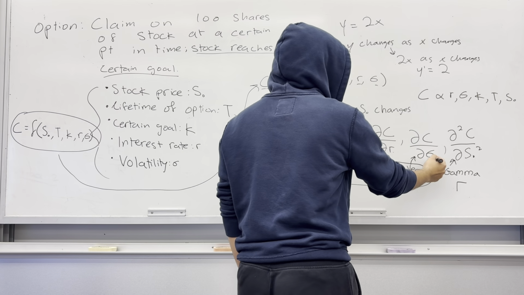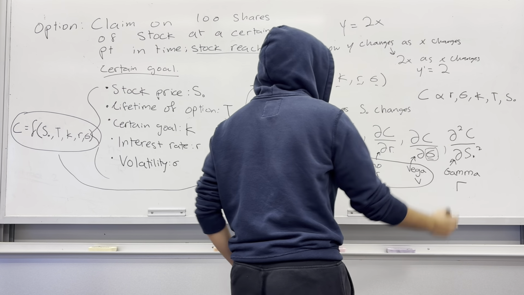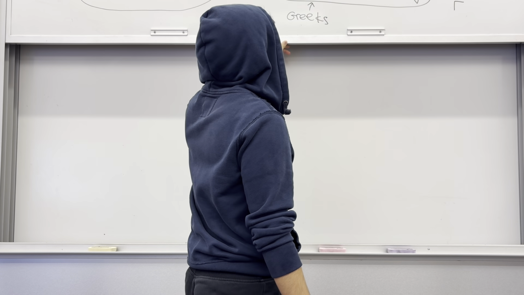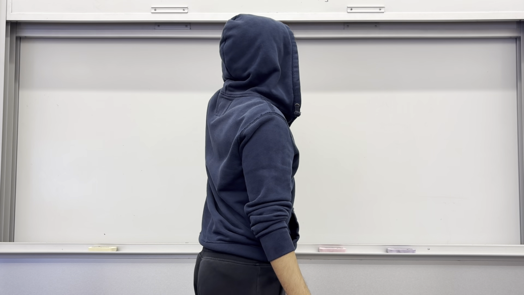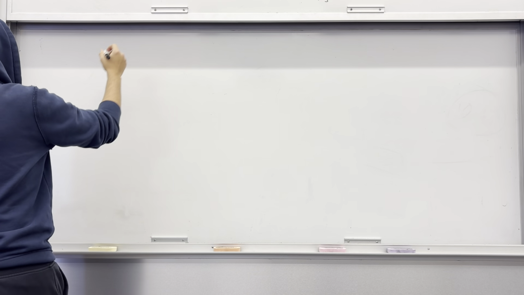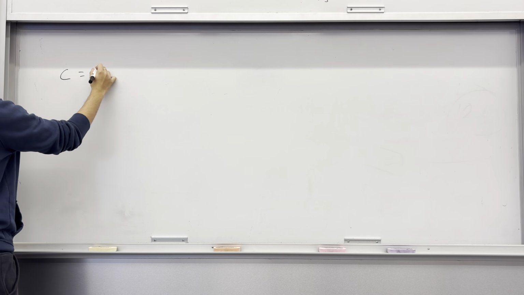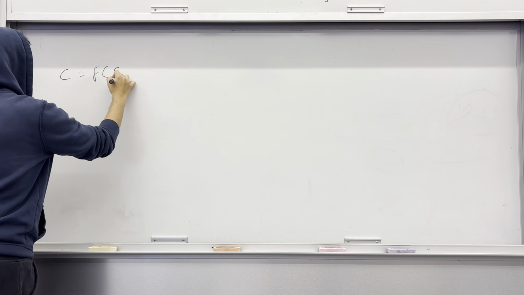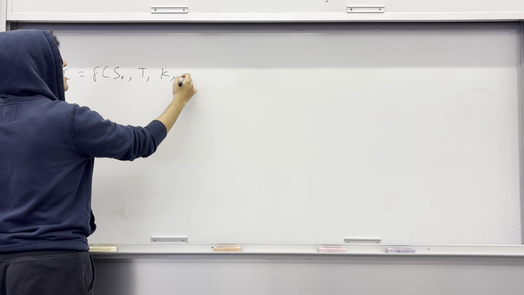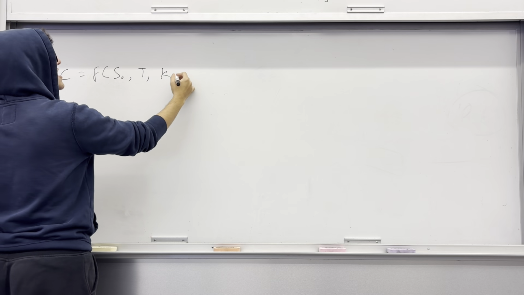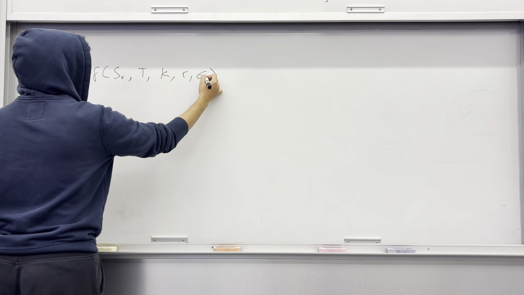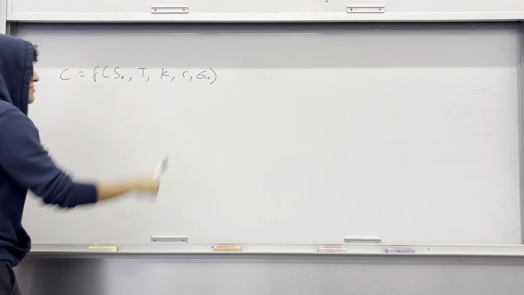I wanted to touch on this implied volatility right here, because what is that? We don't really know what that is. So we said call is equal to some sort of function that is based on the stock price, strike price, time, interest rate, and, I'm just going to say IV, implied volatility.